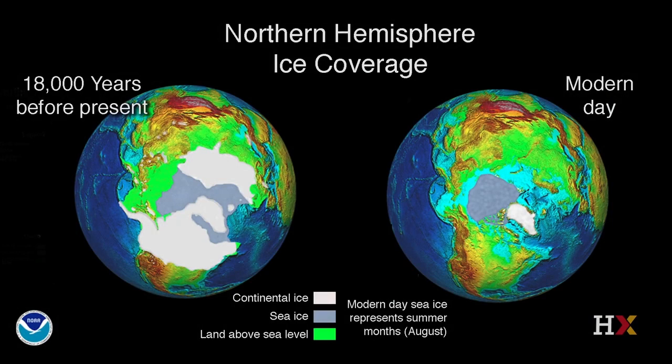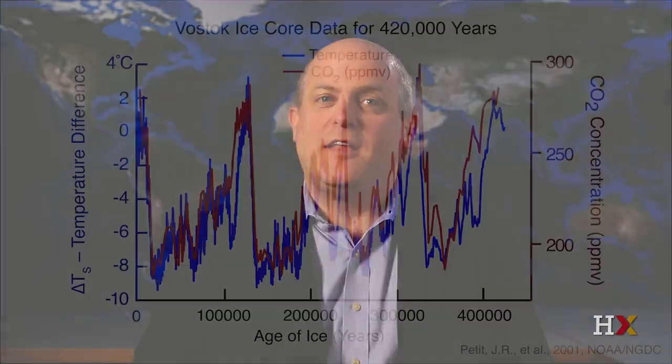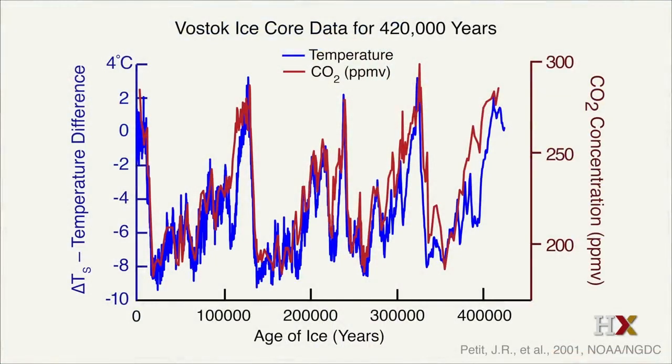Another important lesson has to do with the sensitivity of the Earth's climate to carbon dioxide. Now, it wouldn't be fair to blame the entire 5-degree temperature change on carbon dioxide. As we said, the ice albedo feedback is also probably a very important factor. But think about it this way.